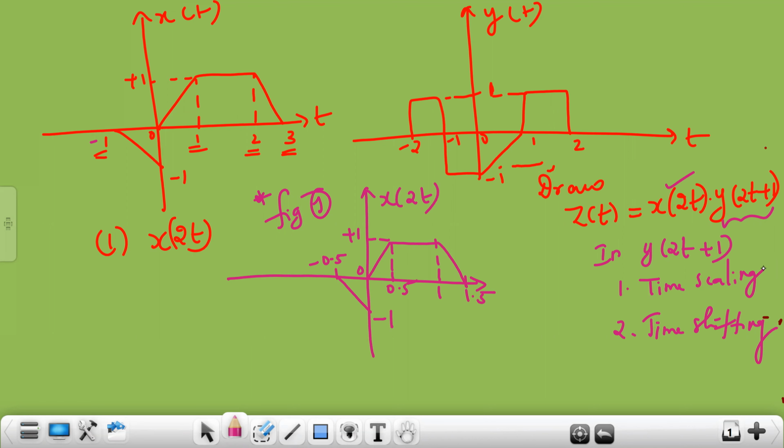First shifting, and then you need to perform scaling. Please note it down. This is the precedence rule. First you need to shift and then you need to scale. Otherwise the answer will be wrong. So first you are going to shift: first you are going to draw y of t plus 1.